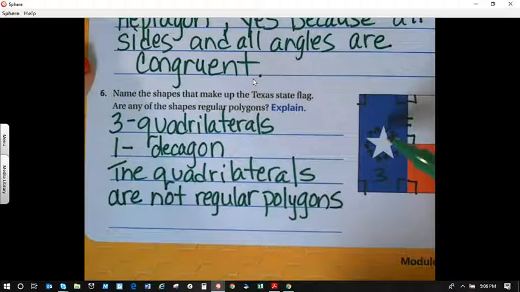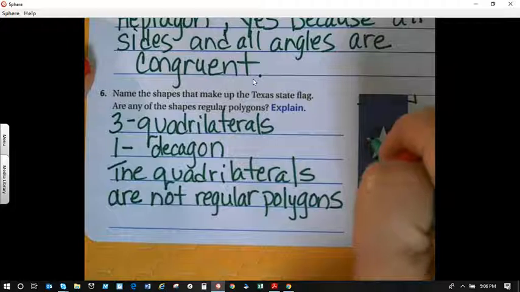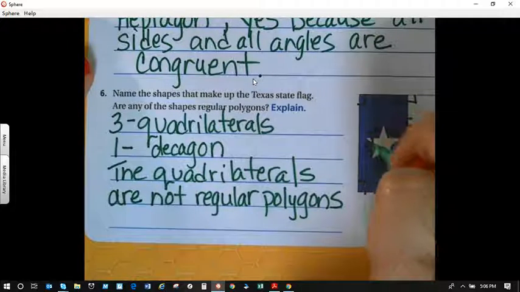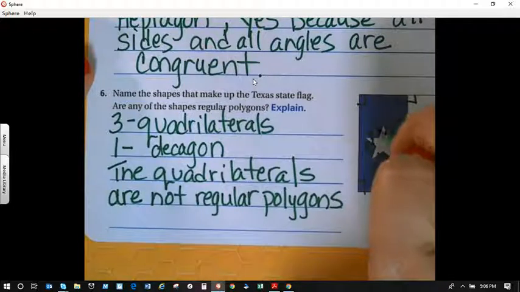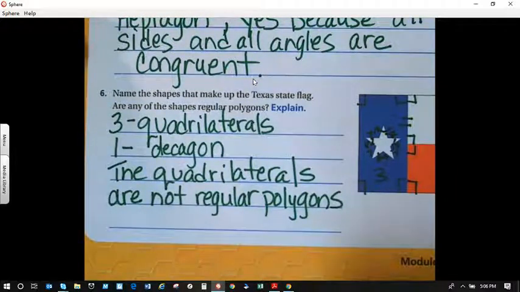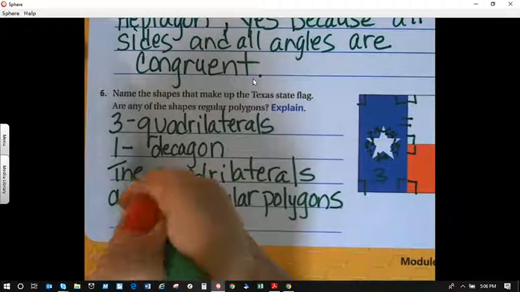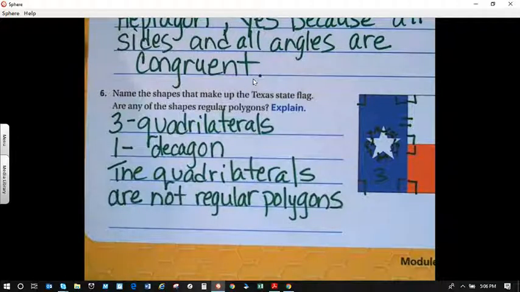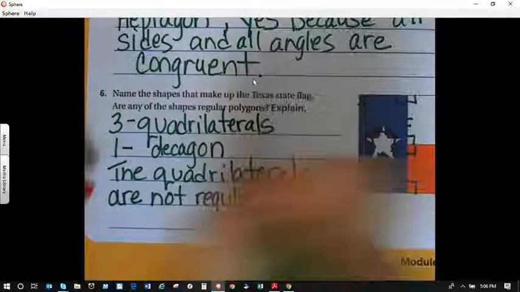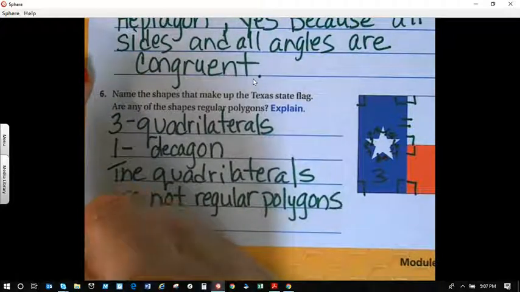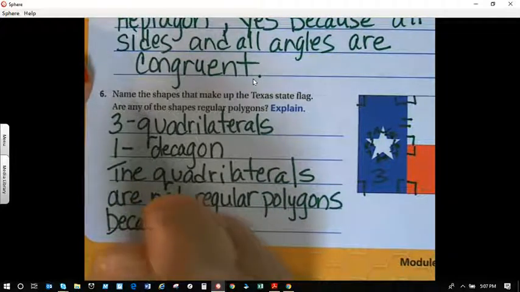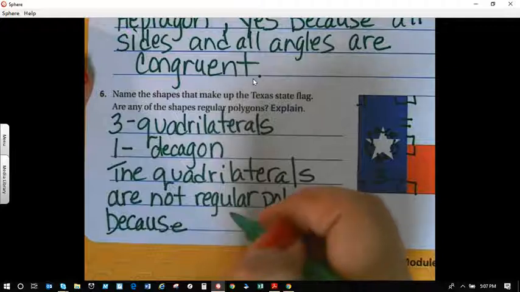I'm going to look here at my decagon. Well, all the sides are equal, but look at the angles. I have acute, and then I have obtuse. So not all my angles are equal. So here I'm going to write the decagon is not a regular polygon because the angles are not congruent. Here the quadrilaterals are not regular polygons because all sides are not congruent.